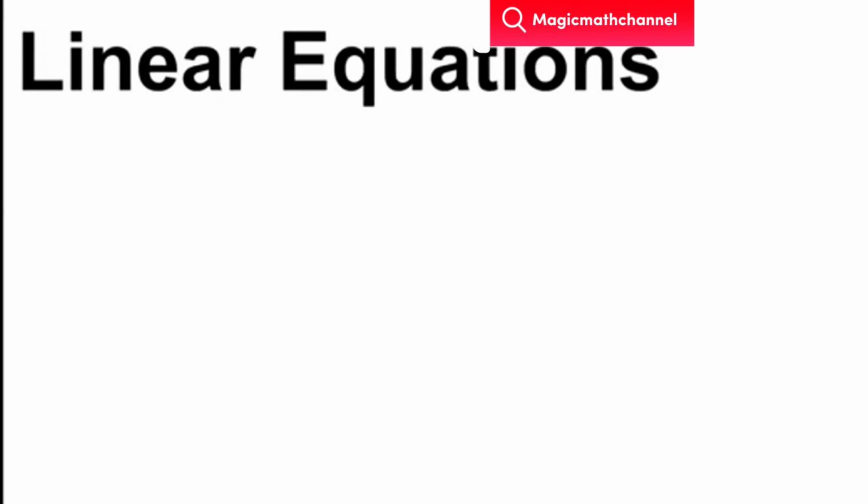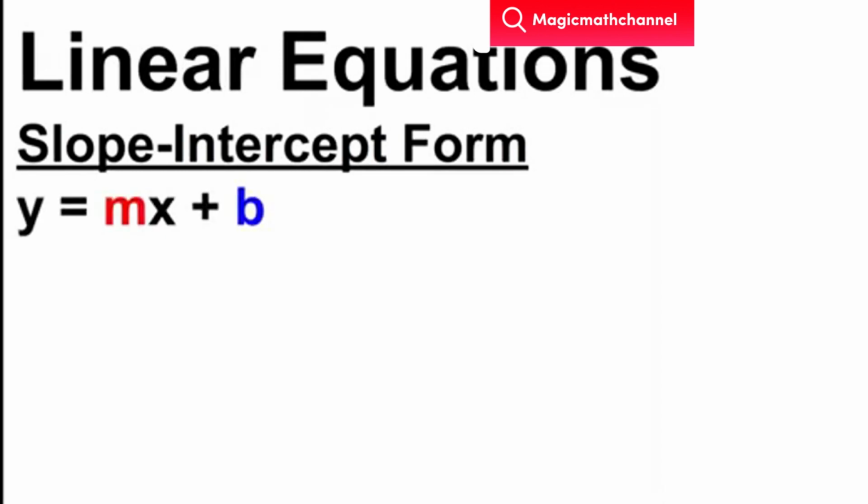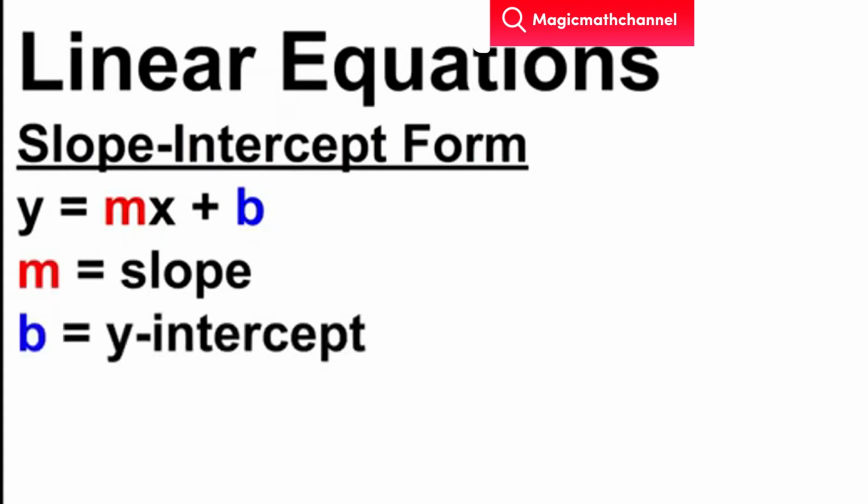Now we're going to talk about the different forms for linear functions. First and foremost is slope-intercept form. This one you've got to know. It's tested extremely frequently on the SAT. Slope-intercept form is y equals mx plus b. Make sure to burn that into your brain. In this case, the m is the slope and the b is your y-intercept.